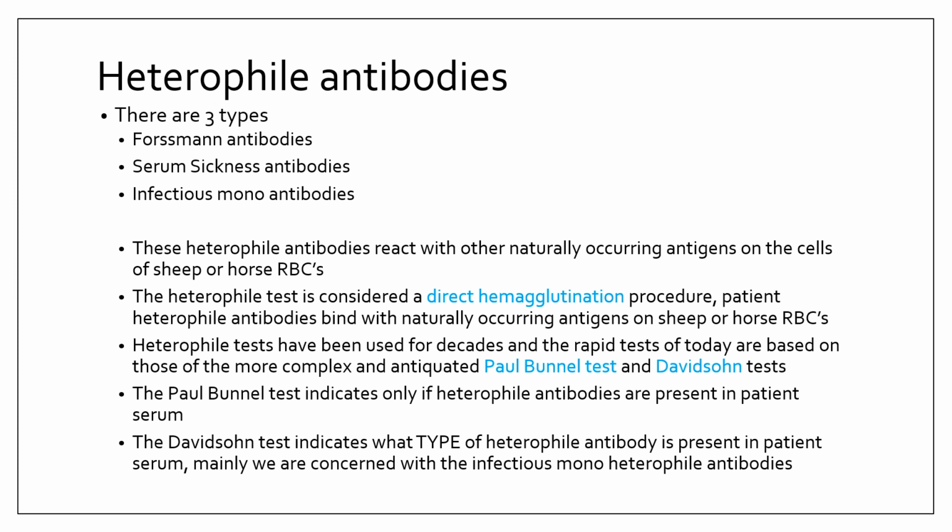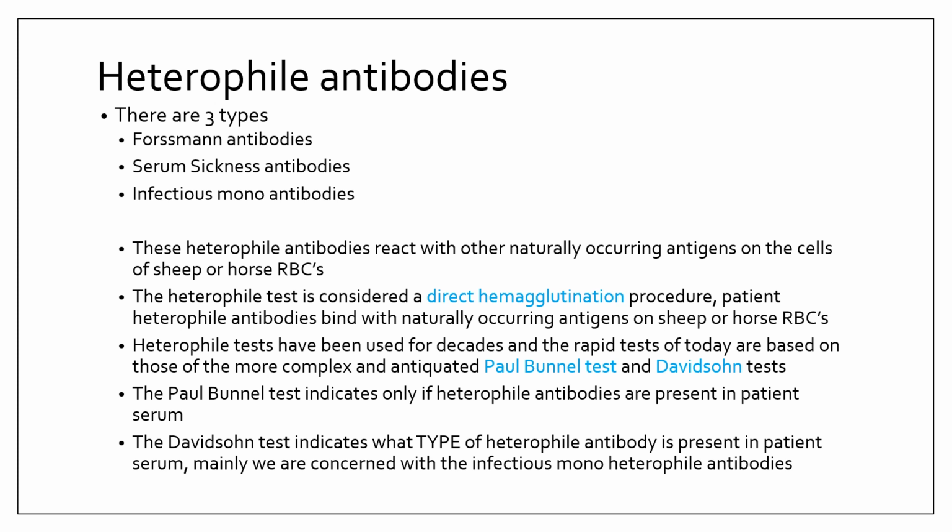Now, these heterophile antibodies react with other naturally occurring antigens on the cells of either sheep or horse red cells. And when we do the heterophile antibody kit, we're actually testing patient's serum against sheep or horse red blood cells. This heterophile antibody test is considered a direct hemagglutination procedure because our patient's serum is reacting with naturally occurring antigens that are either on sheep or horse red blood cells. The heterophile tests have been used for decades, but the rapid tests of today are based on a couple more complex tests called the Paul-Bunnell test and the Davidsohn test, and we're going to talk about those in upcoming slides.